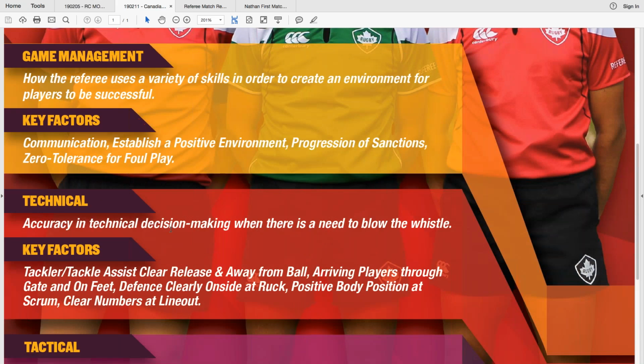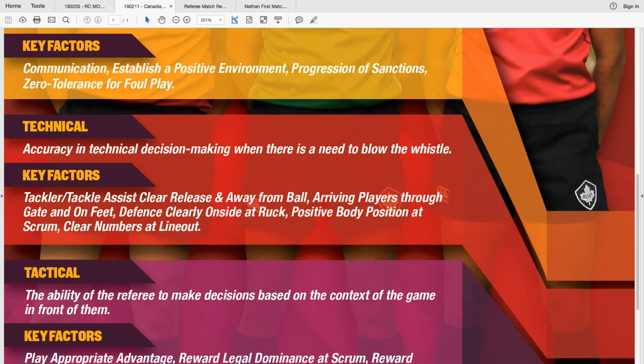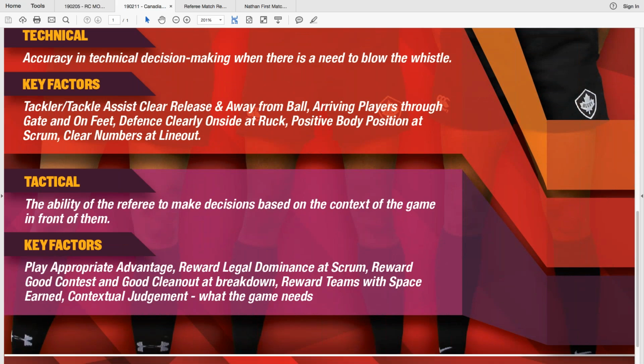management, for instance. What are some pieces around communication, zero tolerance for foul play, progression of sanctions? Do they differ from what we might see in the senior game? So we'll touch on those pieces from a technical perspective, some of the key things we want to see at age grade, as well as from a tactical perspective. Contextual judgment, especially, that kind of thing.